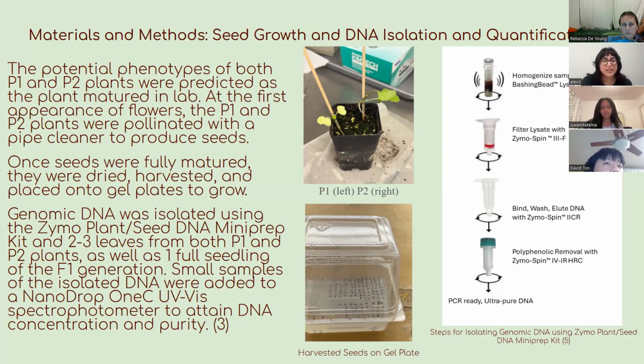Genomic DNA was then isolated using the Zymo plant seed DNA miniprep kit, and 2 to 3 leaves from both P1 and P2 plants, as well as 1 full seedling of the F1 generation. Small samples of the isolated DNA were then added to a NanoDrop 1C UV-Vis spectrophotometer to attain DNA concentration and purity.